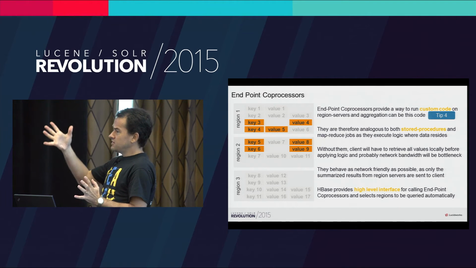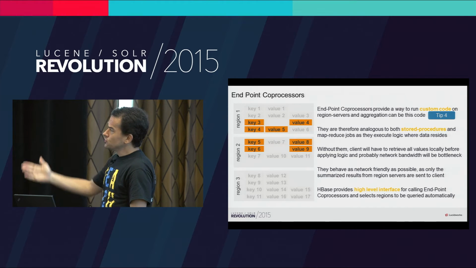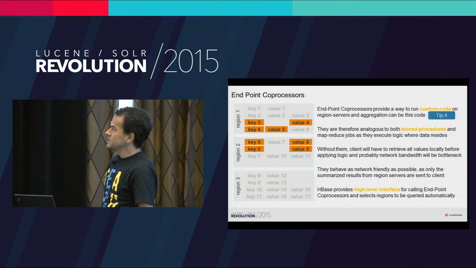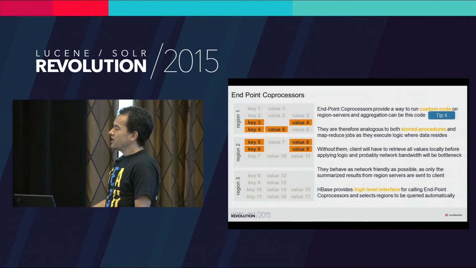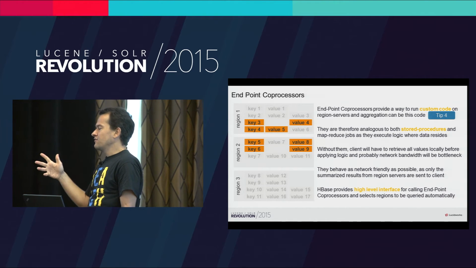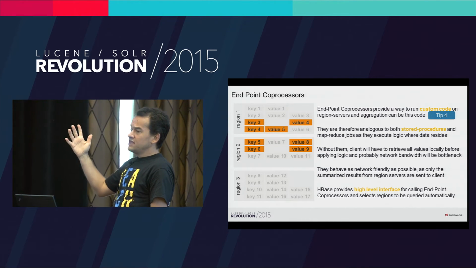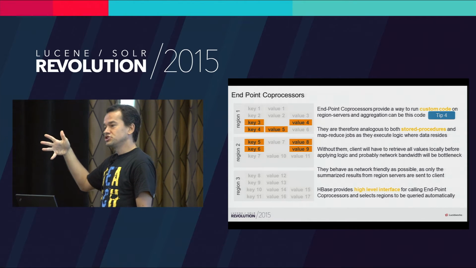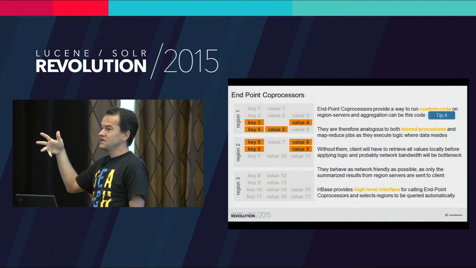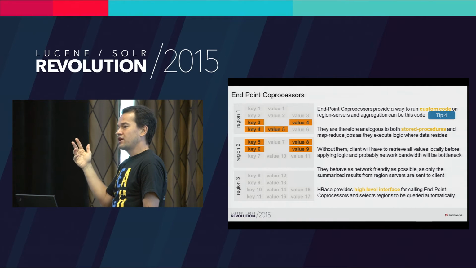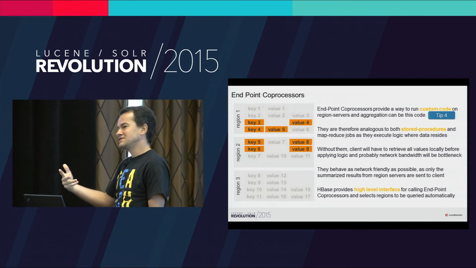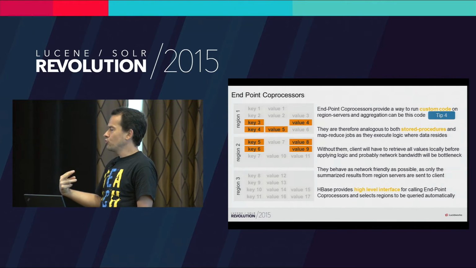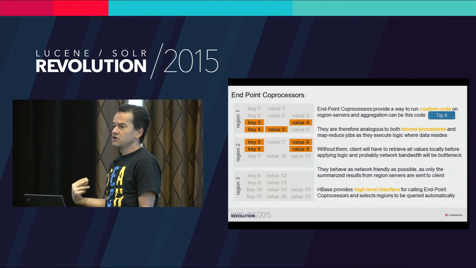And what it does, for example, I show in the picture on the left-hand side. You are selecting the relevant keys that you have. Those relevant keys are in two regions. HBase offers you the high-level interface that selects for you the regions that have the relevant keys, and it's going to execute your endpoint coprocessor code only on those regions remotely and send you the results that the endpoint coprocessor produced on the client.